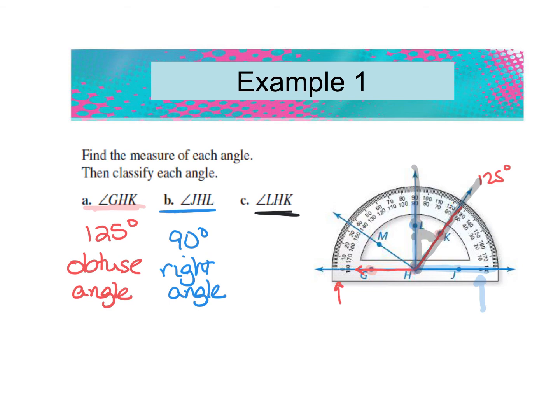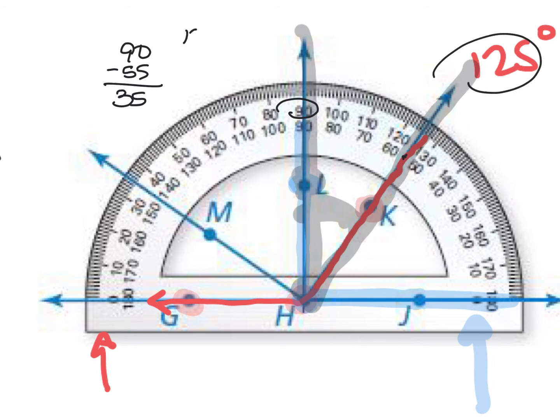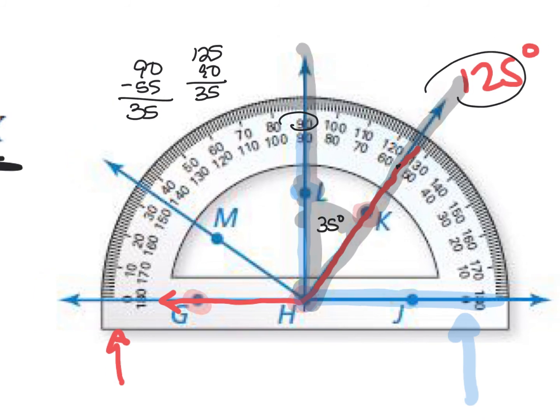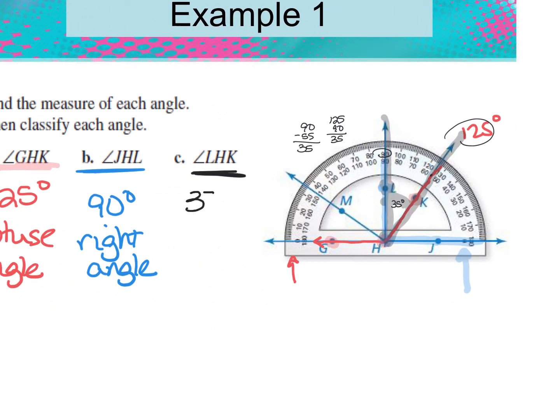So if I do the 2 inside numbers, if I zoom in here, this one looks like it's hitting at 55 and then 90. So I could do 90 minus 55 and get 35. Or if I did the 2 outsides, 90, and again, that was the 125, subtract those, and I still get 35 degrees either way. So this is a 35-degree angle, making this angle an acute angle.